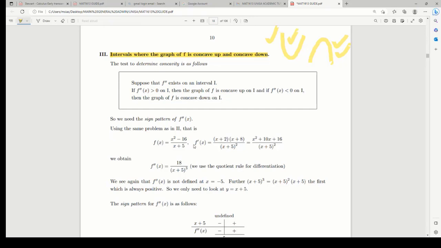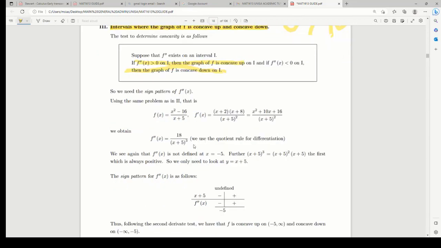So if you suppose that the second derivative exists in an interval I, if the second derivative is positive on I, then the graph of f is concave up, like this case, the first drawing I've done here. And if the second derivative is negative on I, it's concave down on I. Okay? And there they just check it again.